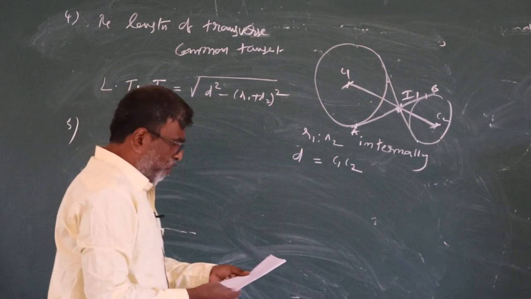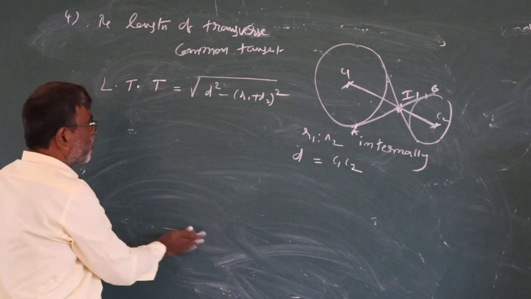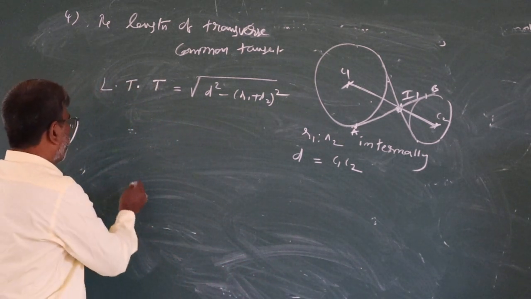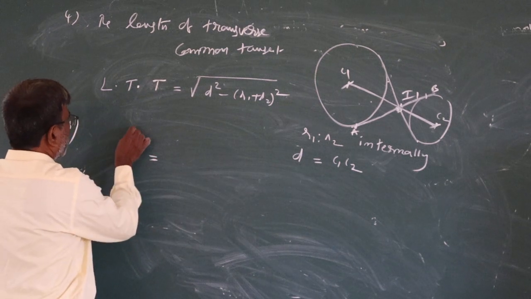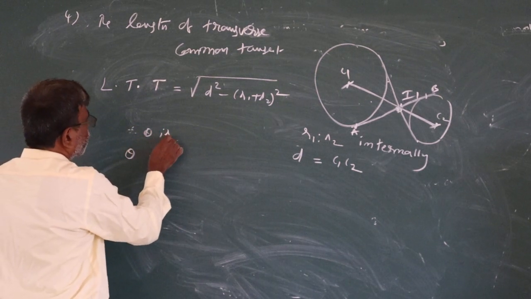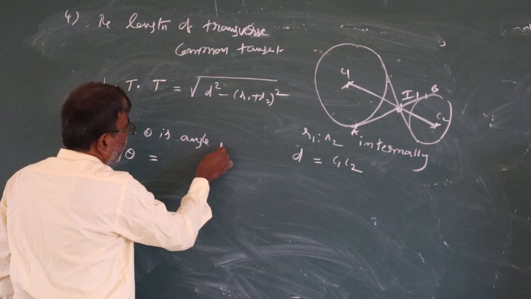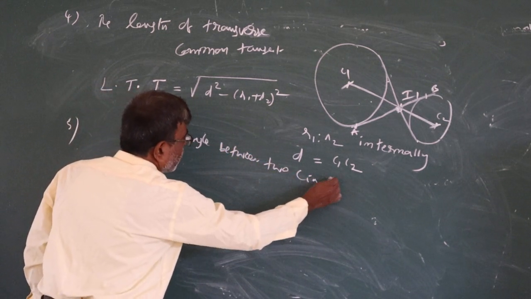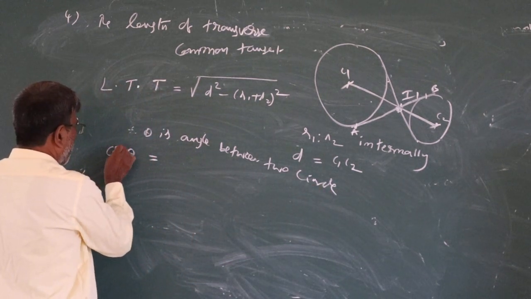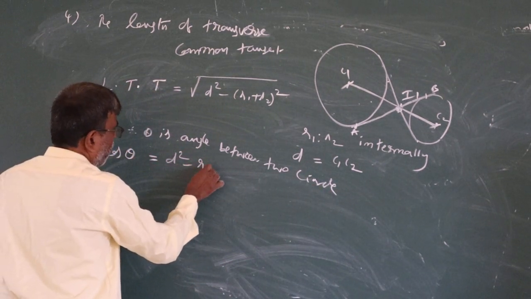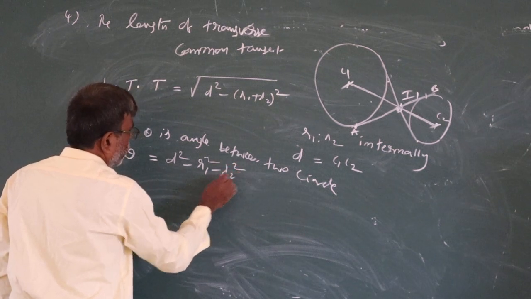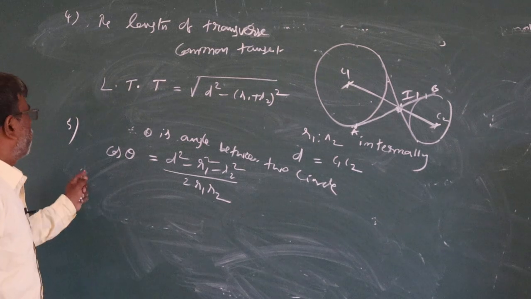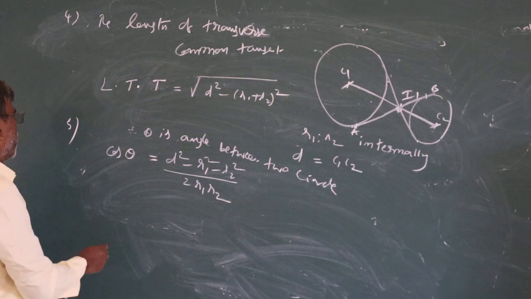Now coming to the fifth point. Suppose two circles are given, and theta is the angle between them. Then cos theta equals (d square minus r1 square minus r2 square) by 2 r1 r2. This is the shortcut to find the angle between the two circles.